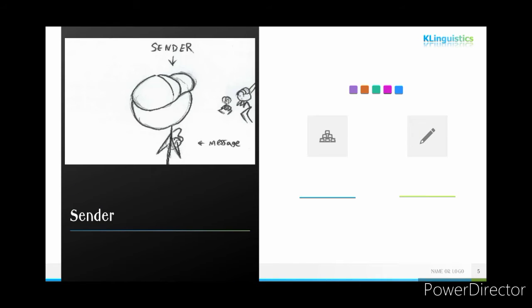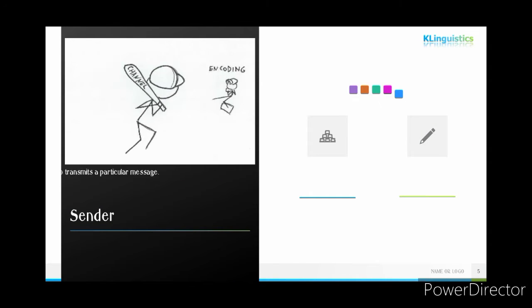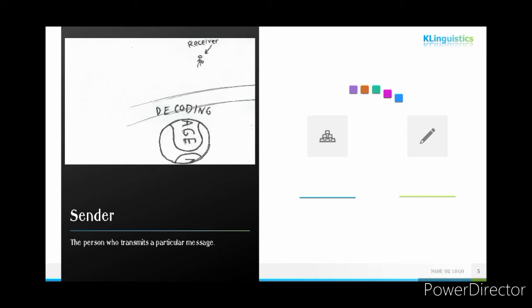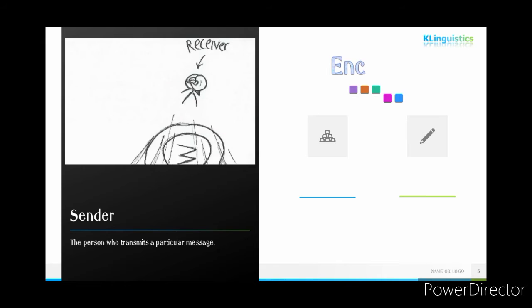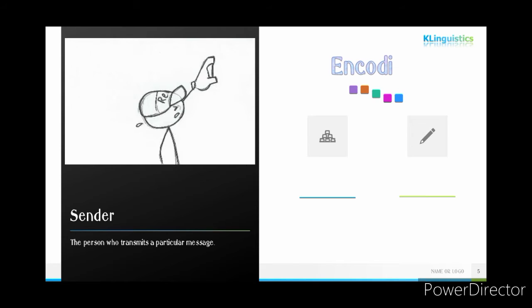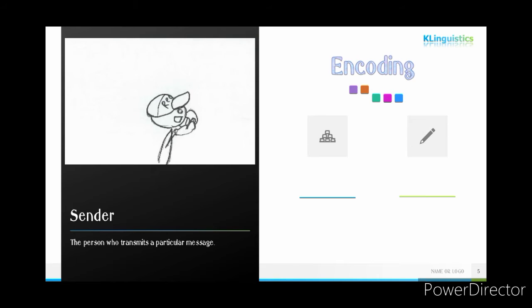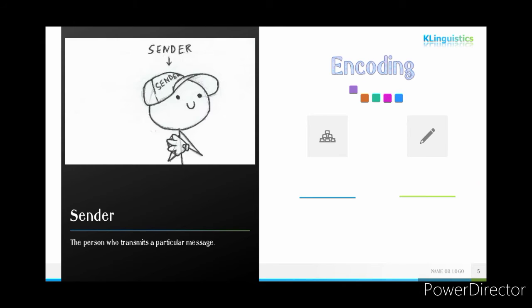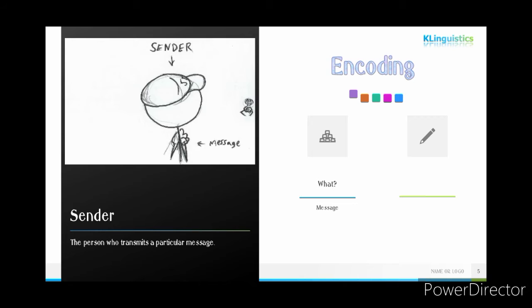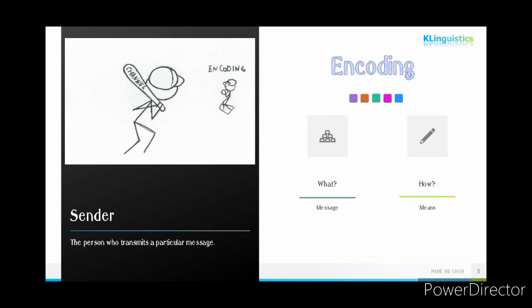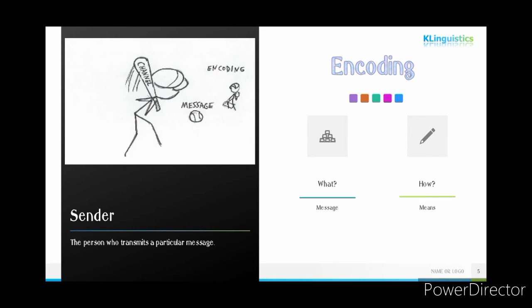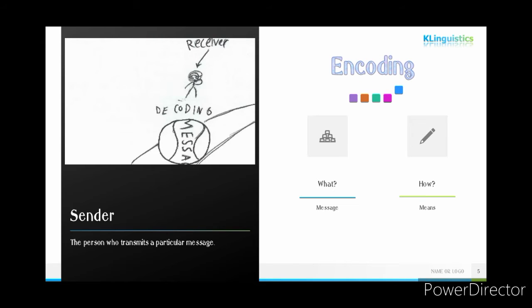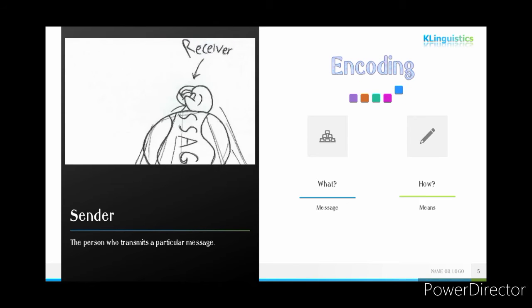Now, the communication process starts with the sender. The sender is the person who transmits a particular message. This is called encoding. And encoding is not only determining what it is you're going to say, but how you're going to communicate it. This includes non-verbal communication, things like body language and the tone of our voice, the pace of our voice, whether or not we make eye contact, and all factors on how we send a particular message.